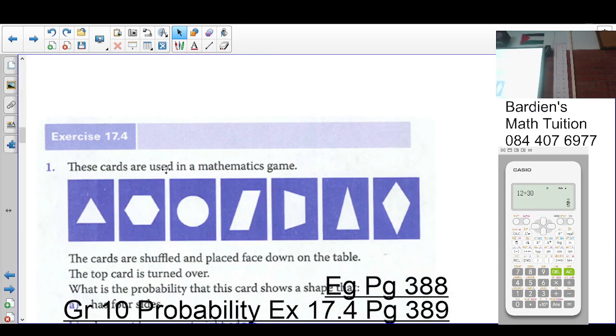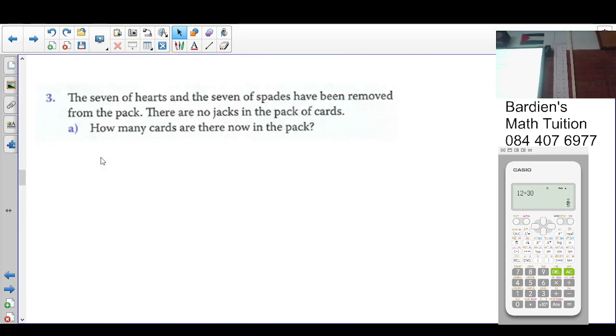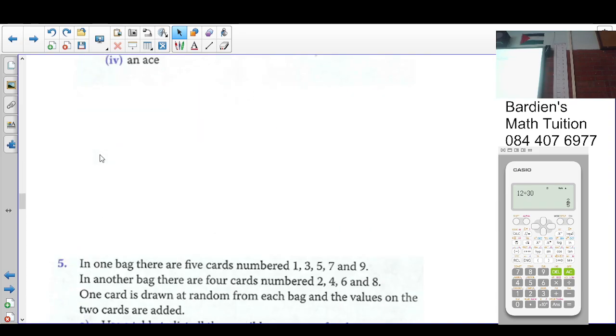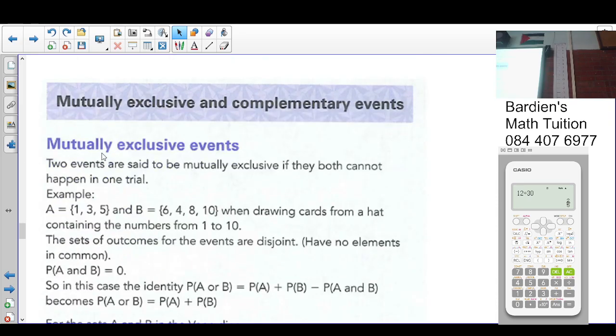So that basically brings us to exercise 7.4. In 7.4, I want you guys to do the following numbers: number 1, number 3, 5. So it's basically the odd numbers. At this point, we'll stop the video.